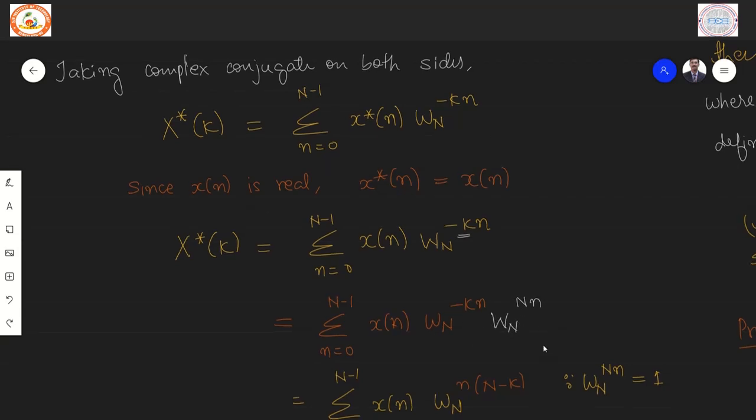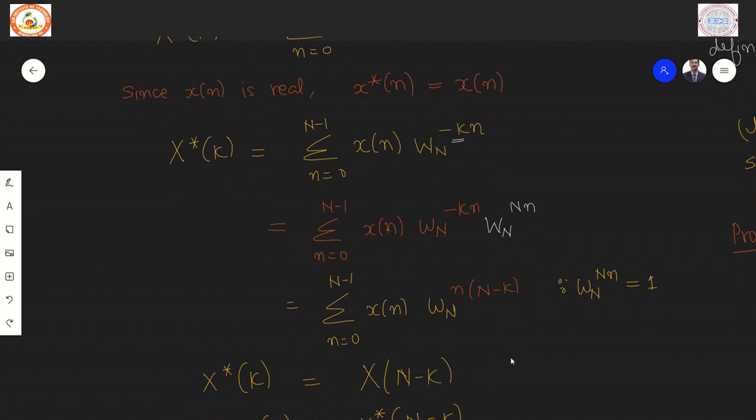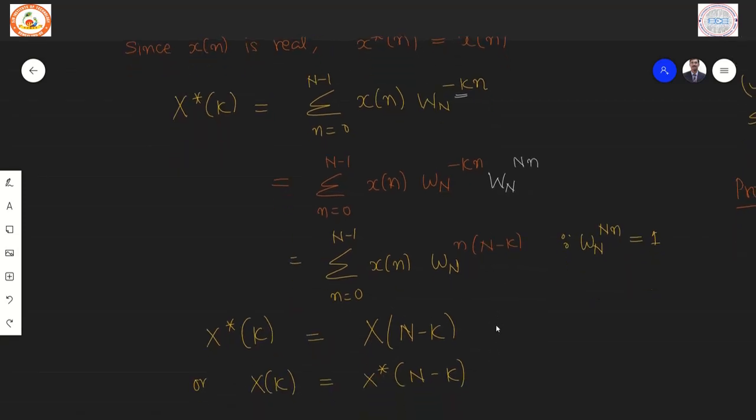Now we combine the two exponents and you get the value Wn to the power of n times N minus k. Now if you compare this with the regular DFT equation, we notice the difference that in place of k we have N minus k. Hence this can be called x of N minus k. Therefore, x conjugate of k is the same as x of N minus k. Alternatively, we can take conjugate on both sides to get x of k equals x conjugate of N minus k. Hence, we have proved this property, and this is a very useful property.